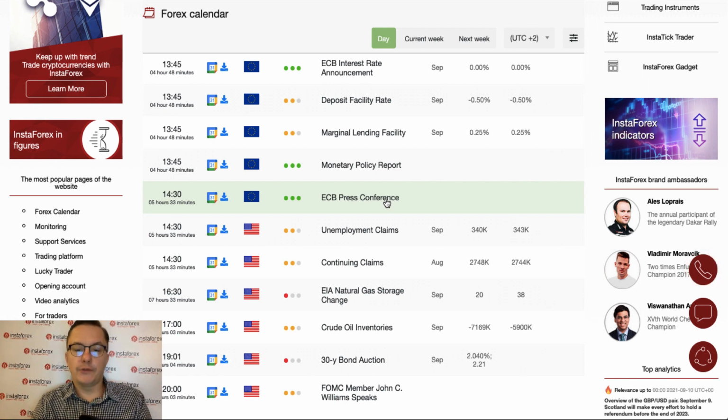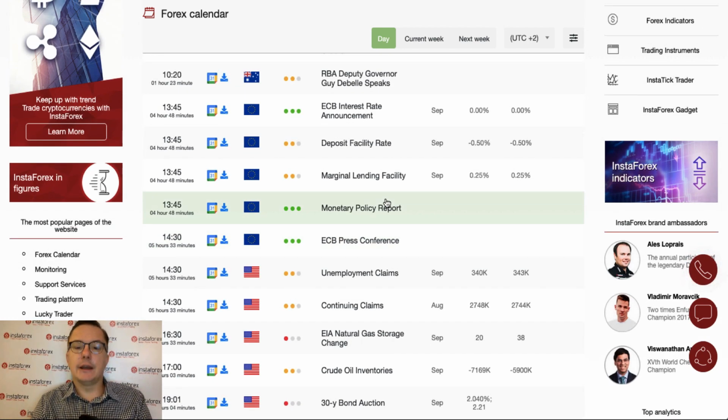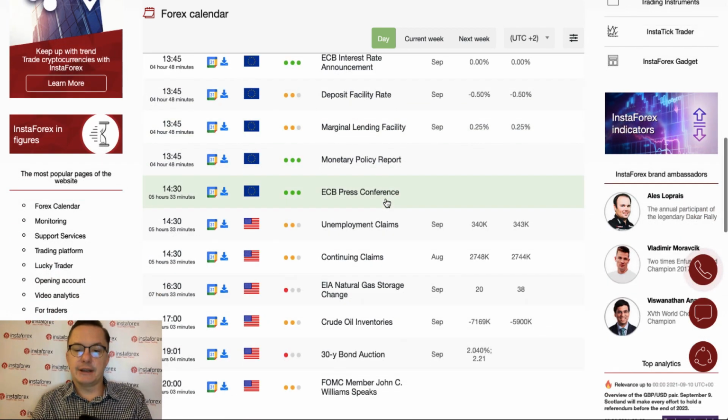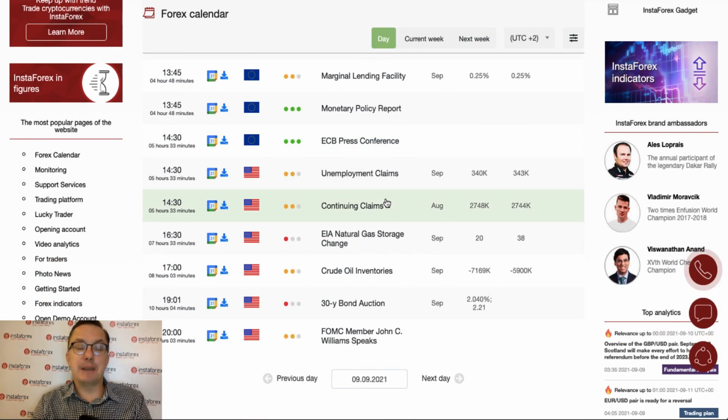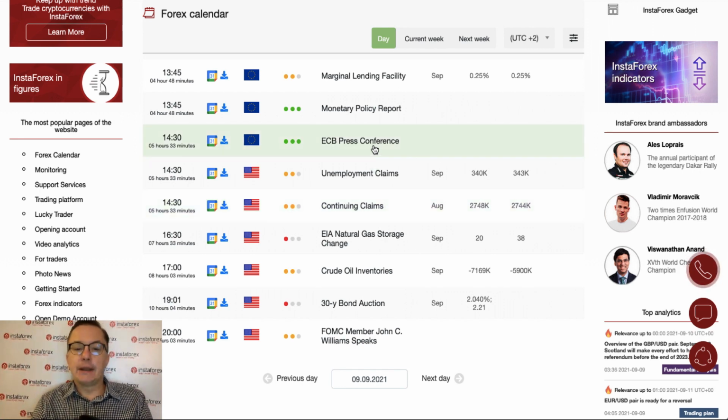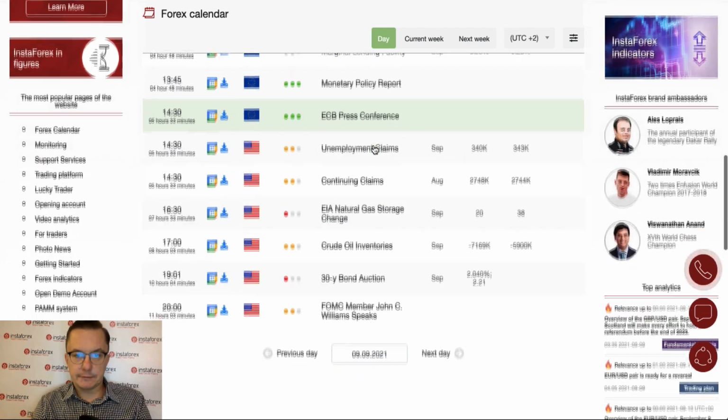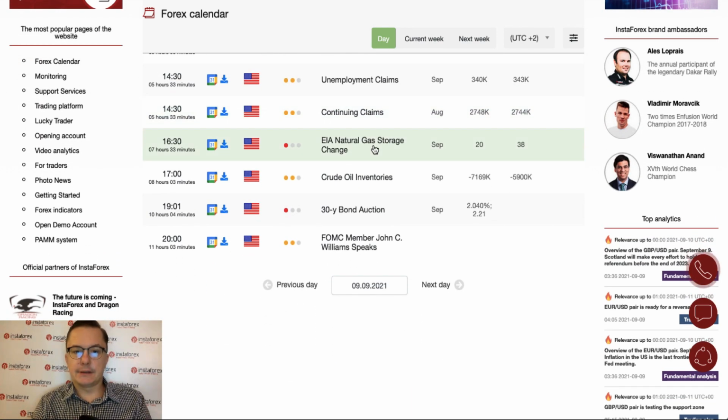So we will see what the ECB president will have to say regarding the inflationary pressure, which is rising across the Eurozone, and of course the interest rate and the future monetary policy announcement. Especially the key thing here is that the questions presented to the head of the ECB by the journalists might be kind of tricky, might be a little bit confusing. So let's see how the ECB chief will respond to those questions.